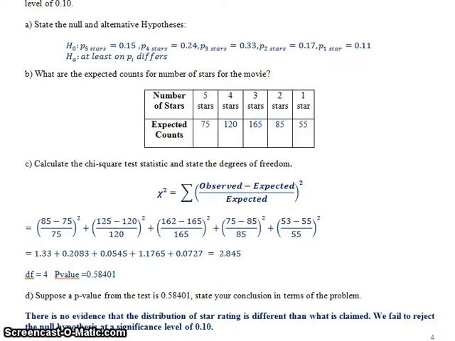Why? Because we have a pretty large p-value and there's just no evidence from the observed ratings and the expected ratings that they're any really different. So this movie seems to be rated as expected. Hopefully this video helped you understand how to do a chi-square goodness of fit test.